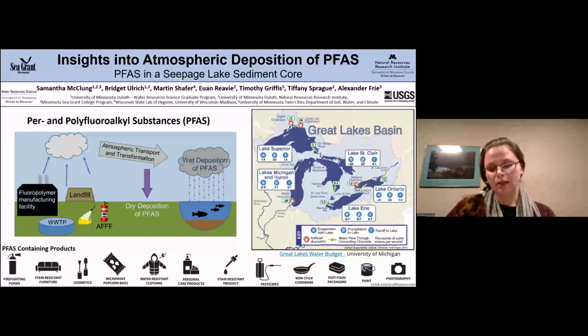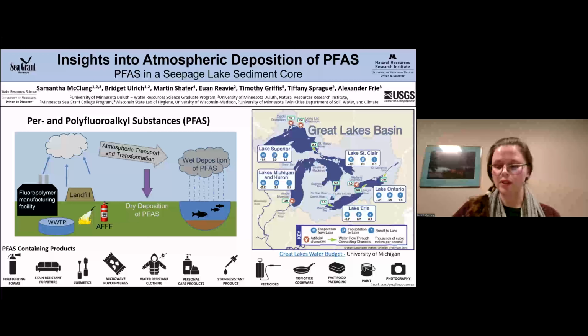The Great Lakes Basin is one of these sites. So, looking at the Great Lakes water budget, we can assess how important atmospheric inputs are to each lake. In the figure on the right, you can see that the precipitation inputs, noted by the letter P, is generally greater than or equal to the runoff inputs, noted by the letter R, for all the Great Lakes except Lake Ontario. So this suggests that wet deposition could be an important input pathway to consider when assessing sources of PFAS contamination within our Great Lakes.